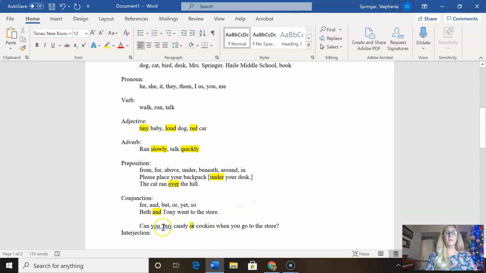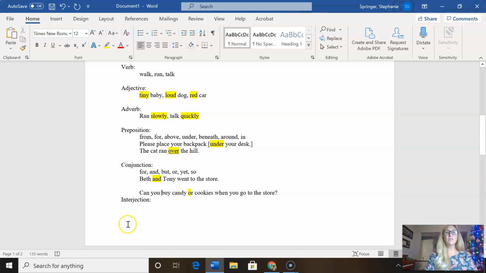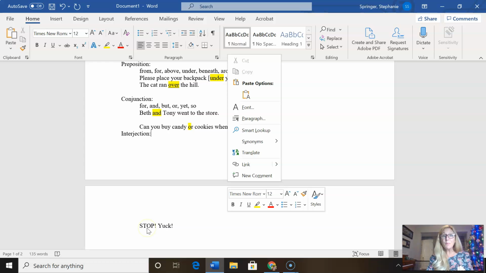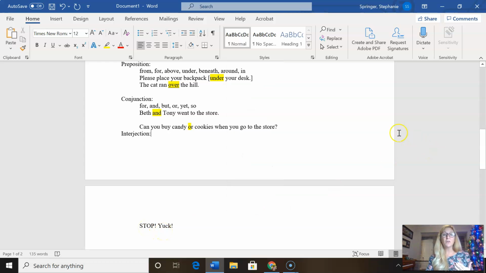Then we have interjections. Again, interjections are not words of emotion. It's not happy, sad. They're words that show emotion, words that are emphatic. If you're going to yell at somebody, if you want to make an impression, you want to use an exclamation mark. So words like stop or yuck, something that you're going to yell at somebody, that's going to be an interjection. All right. And like I said before, a lot of times interjections have that exclamation mark.